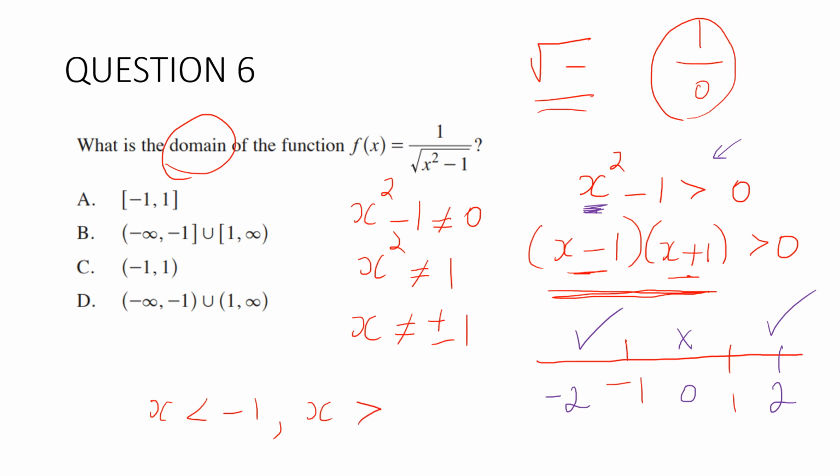So our answer is going to be x is less than negative 1 and or x is greater than 1. Now, to write it in interval notation, it's going to be D, isn't it? Because it's everywhere from negative infinity up to and not including negative 1, union everywhere from 1, but not including 1, up to infinity.